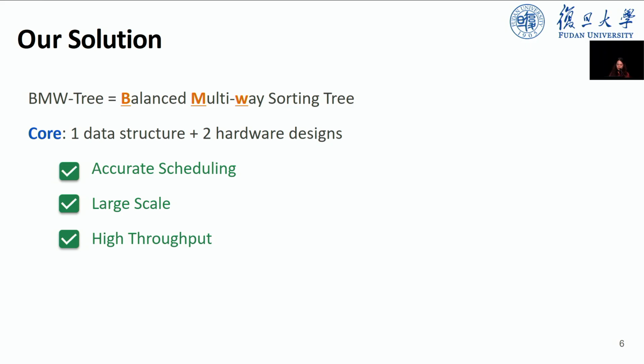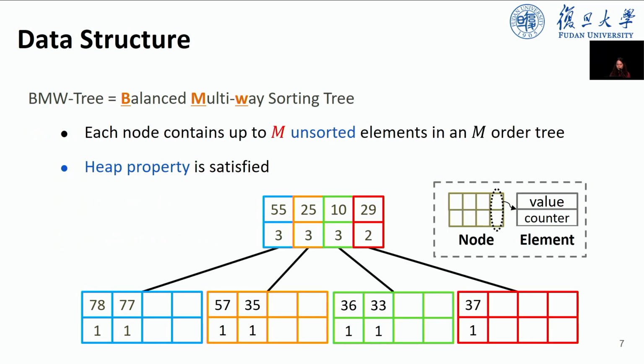So we propose the BMW-Tree, balanced multi-way sorting tree, to build an accurate, large-scale, and high-throughput programmable packet scheduler. Our work consists of one data structure and two hardware designs. First, I will introduce the data structure.